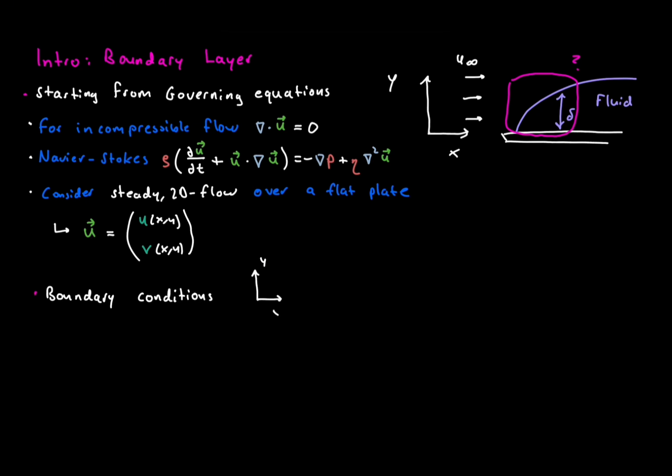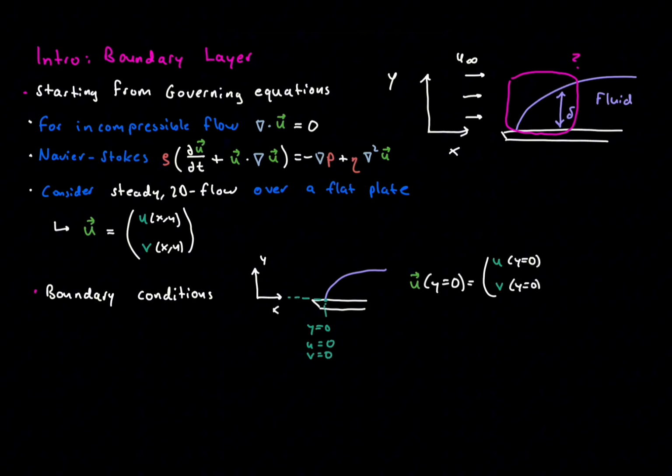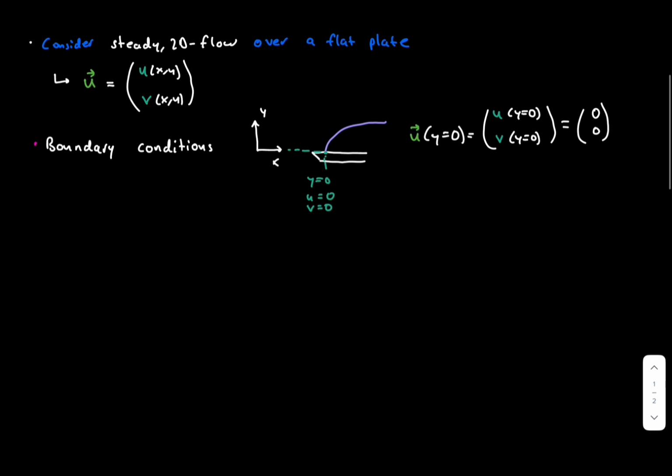The key boundary conditions are the following. At the wall, where y equals 0, we have u equals 0 and v equals 0. This is the no-slip condition. Far away from the wall, u approaches u infinity, and v is approximately 0. So we have a strong velocity difference between the wall and the free stream.